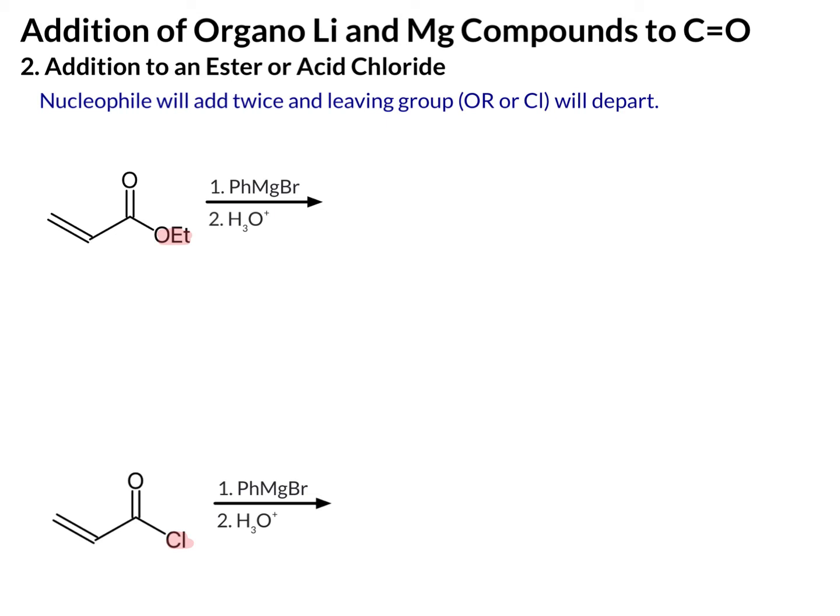Our reagent is phenylmagnesium bromide. Break that up and treat that as phenyl minus and magnesium bromide plus, which is a spectator, so I'm not even going to write it. So we start. Phenyl minus is a nucleophile. It will add to the carbonyl carbon.